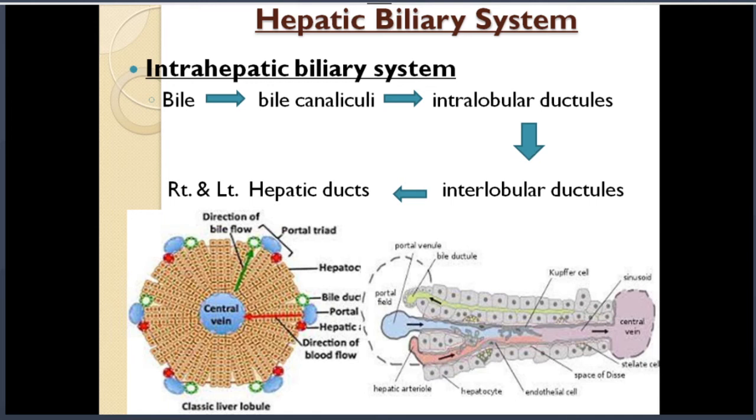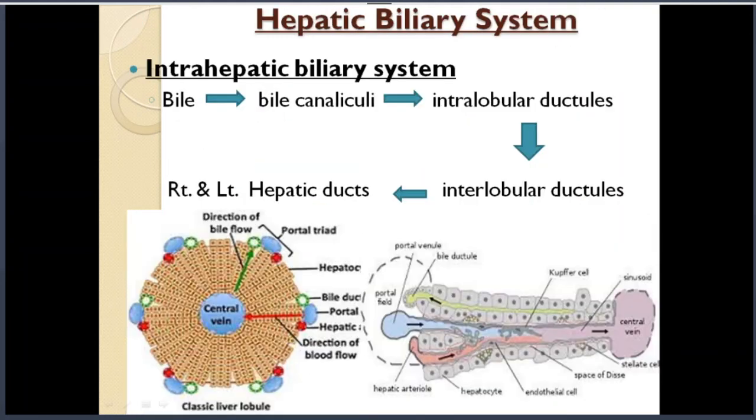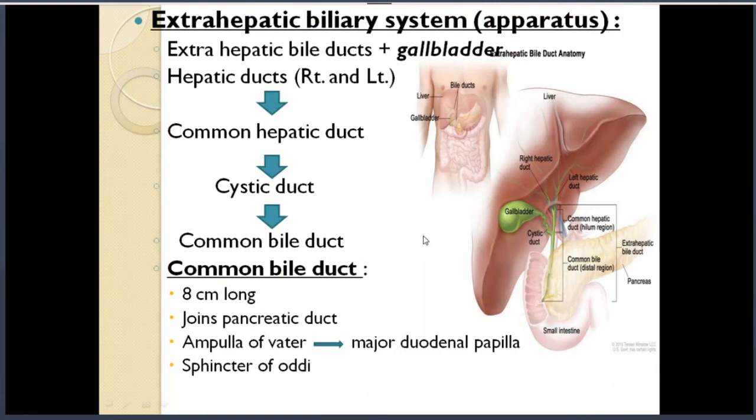ductules, which then combine. These are the interlobular ductules. You can see here, these green ducts are interlobular ductules. They combine to form the right and left hepatic ducts. These right and left hepatic ducts leave the liver to form extrahepatic bile ducts, and along with the gallbladder, these extrahepatic bile ducts form the extrahepatic biliary system or apparatus.